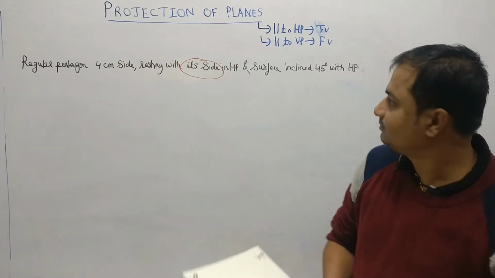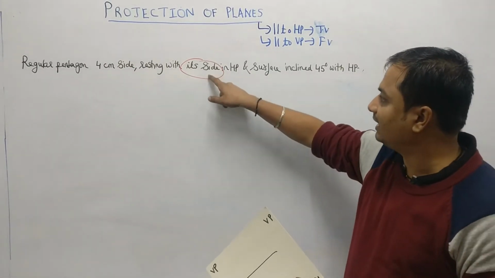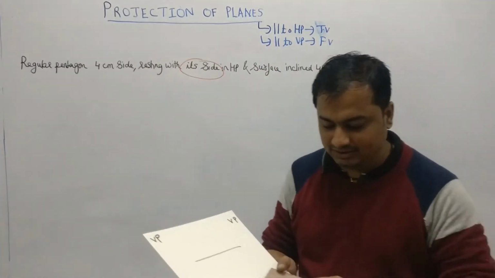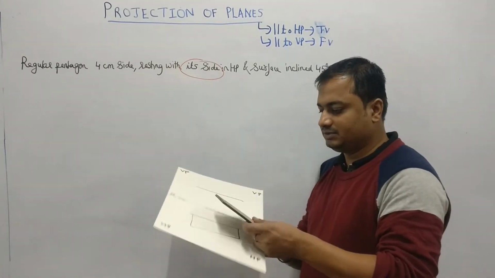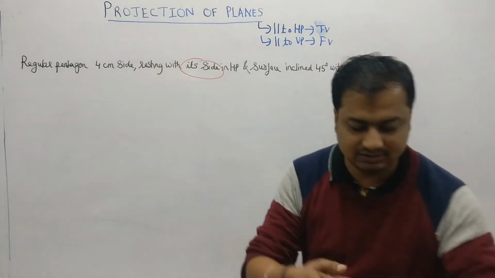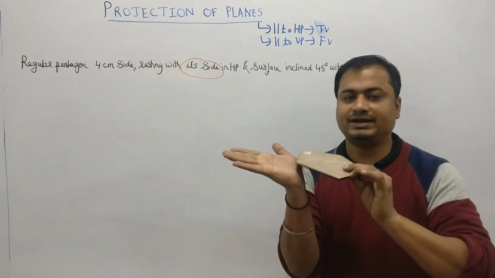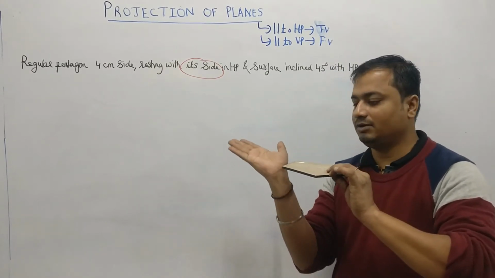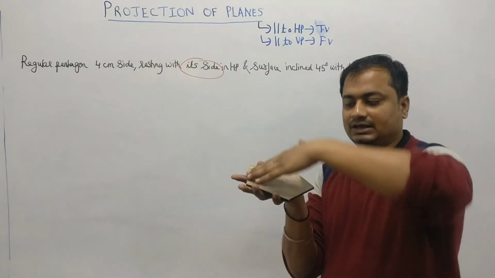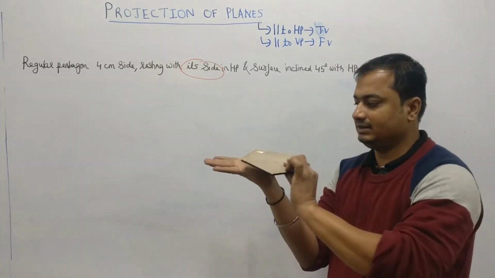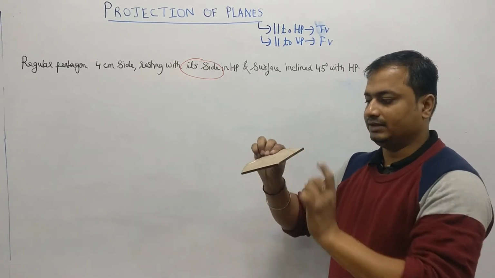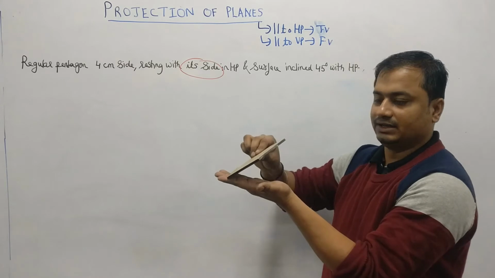Resting with its side in HP and surface is inclined. So that means if this is my pentagon, this is the side of the pentagon. If this hand is my horizontal plane, the problem says that this pentagon is resting with the side, and this whole surface is inclined 45 degree also. That means this pentagon is resting like this. If this hand is my HP, this pentagon is resting like this.